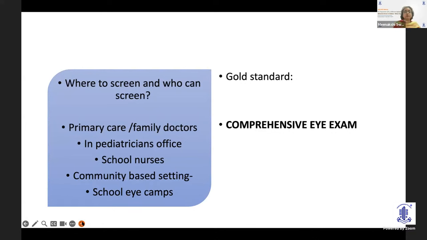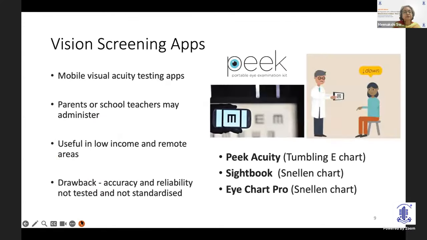So yes, primary care physicians, family doctors, pediatricians' offices, school nurses, even community-based settings, school eye camps, all these are excellent opportunities for screening. And very often the screening can be done by trained volunteers. However, don't forget, it cannot stop with screening. The gold standard is a comprehensive eye exam for those who fail screening.